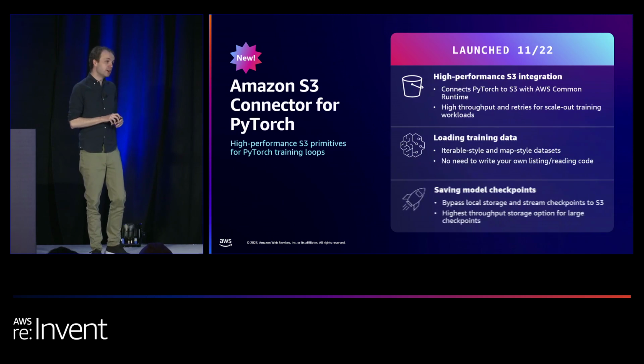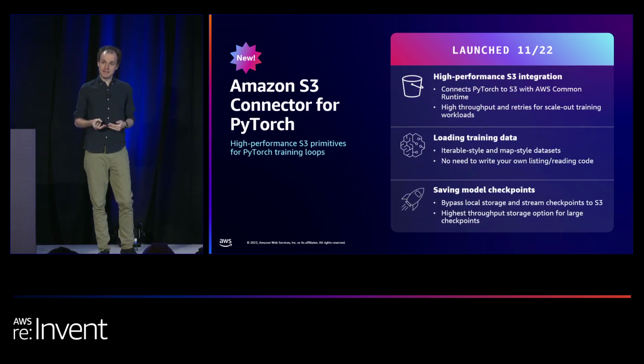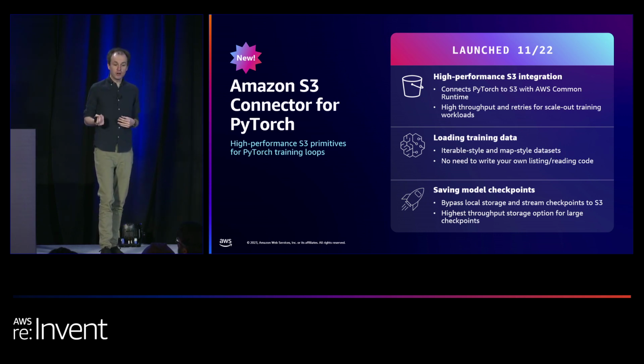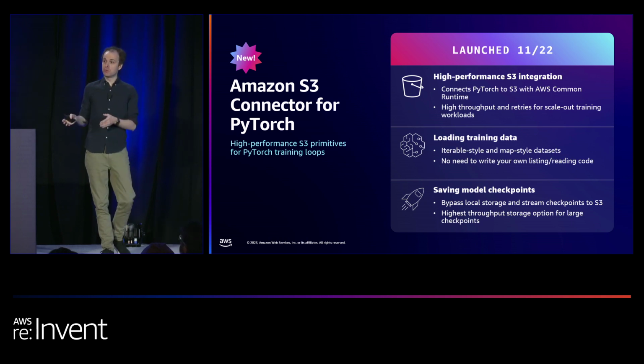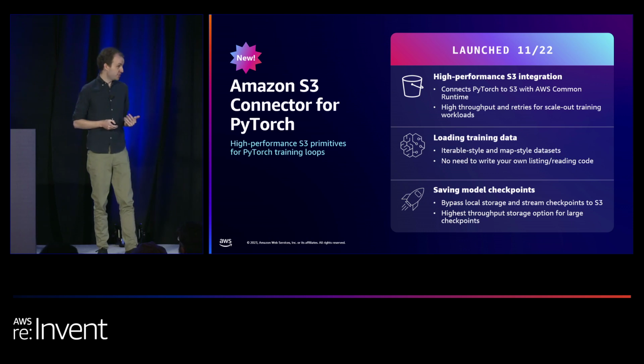Last week, we launched the new Amazon S3 connector for PyTorch. The connector for PyTorch closely integrates S3 with your PyTorch training pipelines. Now, unlike Mountpoint, using the S3 connector for PyTorch requires a little bit of code change on your part, right? You have to use it in your training code. But in return, it's going to help you solve two of the most important problems in any ML training pipeline: how to get training data into the pipeline, and then how to get model checkpoints out of the pipeline. I'm going to talk about each of those in turn.